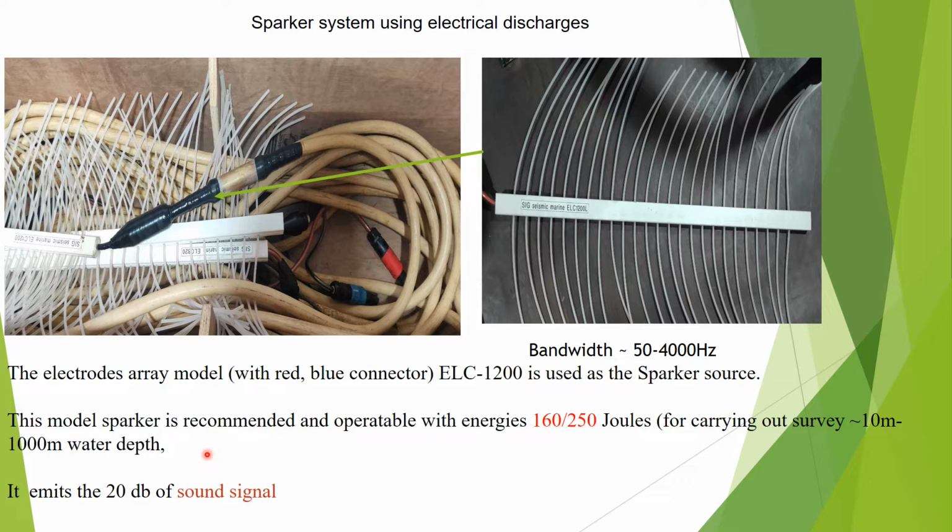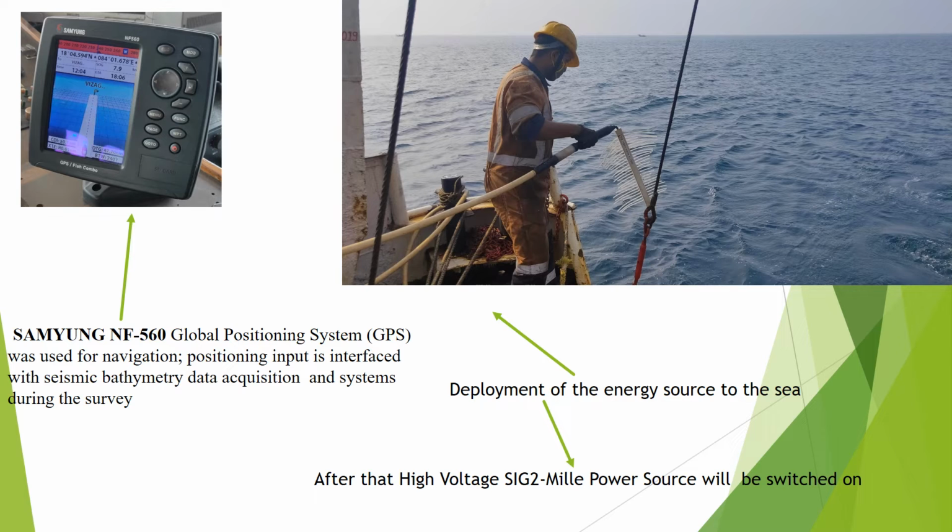For shallow geological systems, the depth is restricted to 400 or 500 meter water depths, from 50 meters. It emits a 20 decibel acoustic signal that is reflected from the subsurface layers. Generally, this is the Samsung NF560 global positioning system, which is used for navigation. This positioning unit is interfaced with the seismic and bathymetry data acquisition. Bathymetry means the measuring of water depth, and seismic we have already talked about.